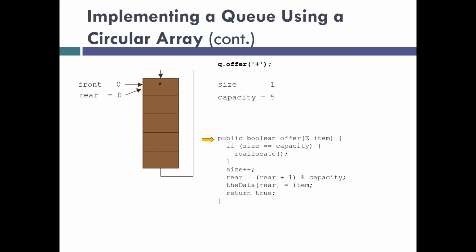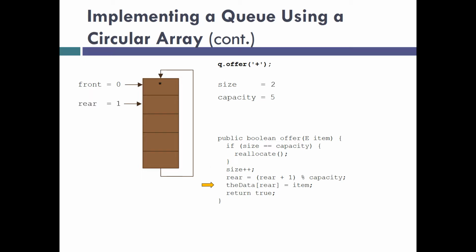So let's add another item. We increment the size by 1, because there are going to be 2 things in there. Now where should the back be? Well, it needs to be at rear plus 1. And then we do mod capacity to make sure we wrap around, as we'll see, when we need to.